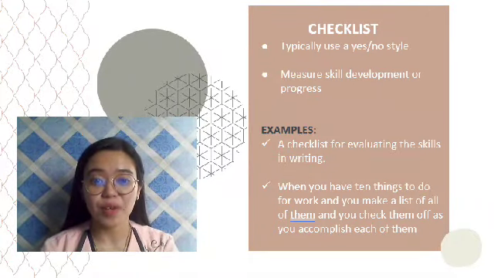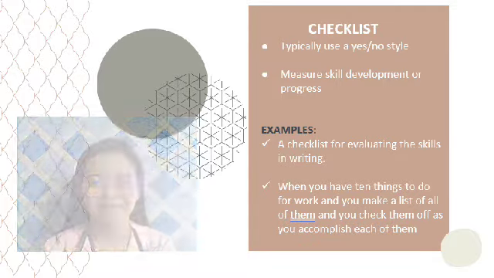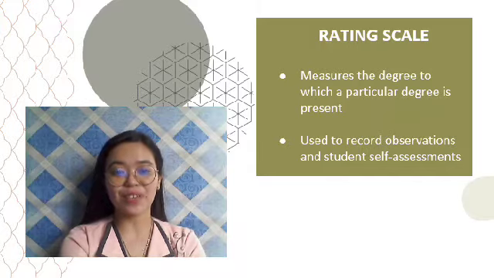So examples are a checklist for evaluating the skills in writing, as well as when you have 10 things to do for work and you make a list of all of them and you check them off as you accomplish each of them. So now let's go to the rating scale.